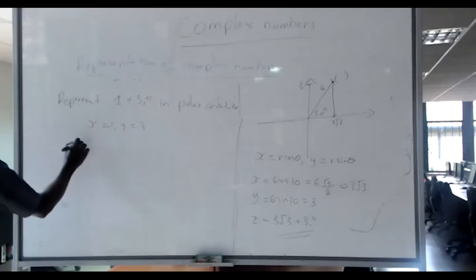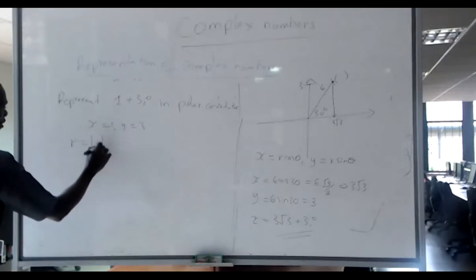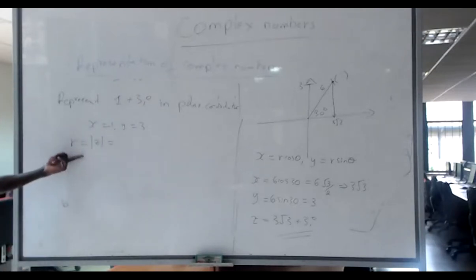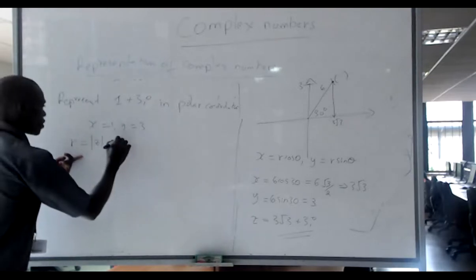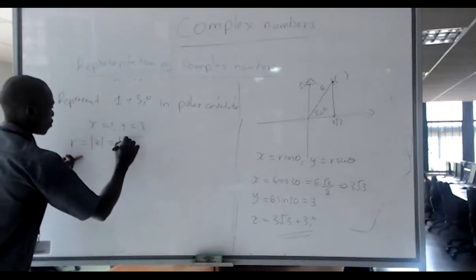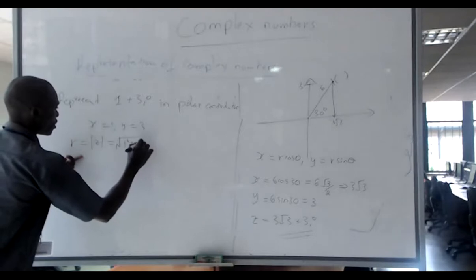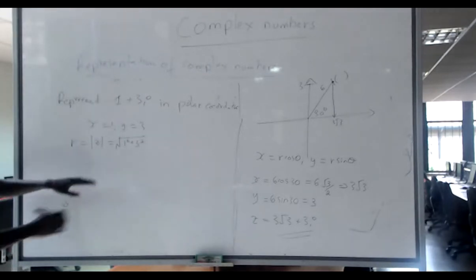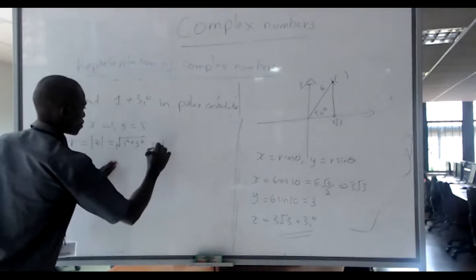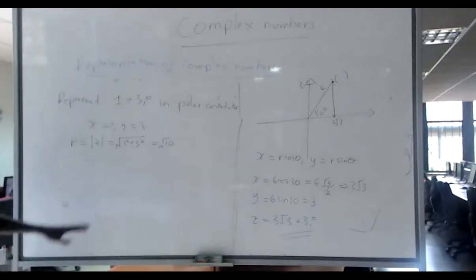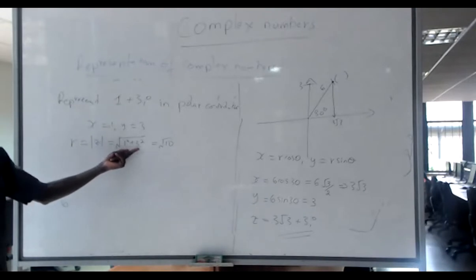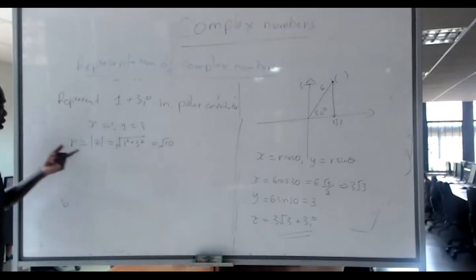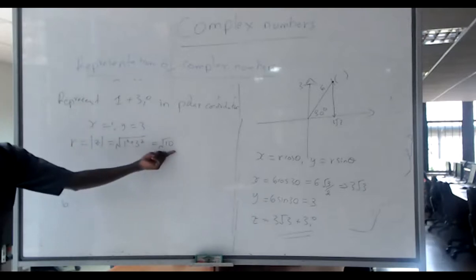We define r as absolute value of z. So in this case, absolute value will be the square root of 1 squared plus 3 squared for this complex number, which is simply square root of 10. 1 squared is 1, 3 squared is 9. So 9 plus 1 gives you 10. So the radius should be square root of 10.